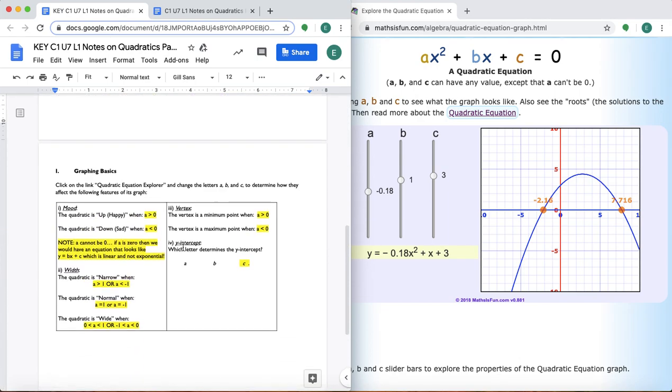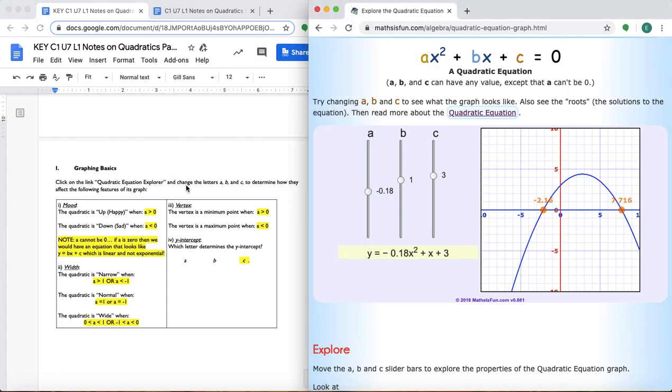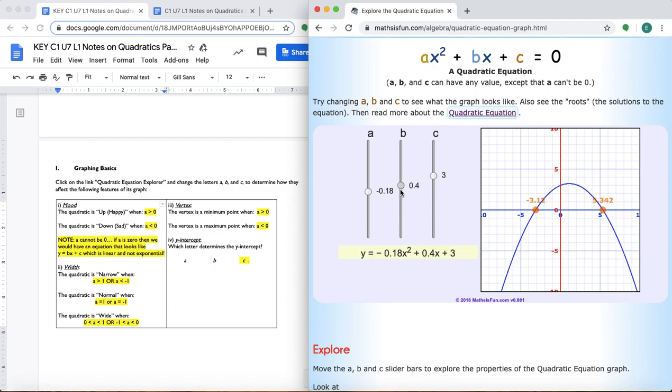All right, last page of this is graphing basics. So click on the link and it takes us to here. And we should change a, b, and c and see what happens. So now this is a parabola, so we essentially are making happy faces and sad faces. So if I want to make my quadratic happy, you should have noted that if I change b, it doesn't really make it go happy or sad. If I change c, it doesn't really make it go happy or sad. It just raises it up or down.